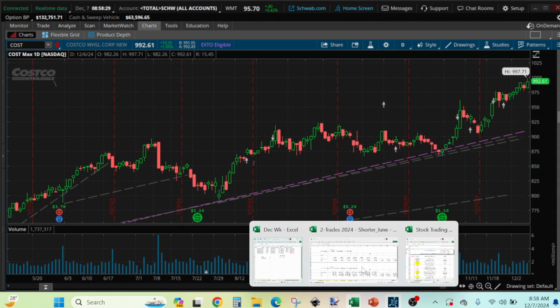If we want to trace connecting those lows, the pullback to that line could be a place to buy it when it starts going up from there as well, knowing that it comes back to that line all the way to March before it'll start coming back to the purple one, but it's not there yet. So EME.